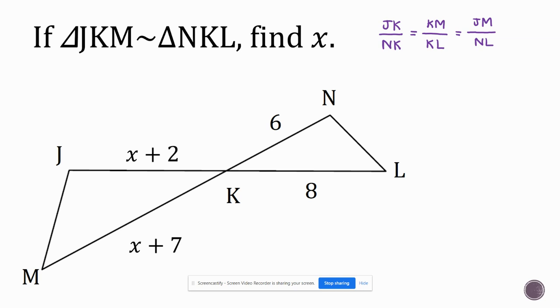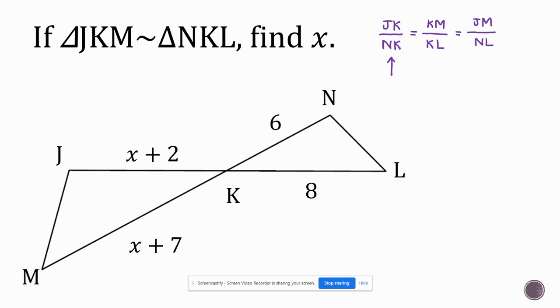And so that's why I don't really have to focus on what angles are congruent in this. I just need to talk about side lengths here. So notice that x plus 2 is representing the side of JK. Well, that means we're going to have to use this first ratio because JK is that side in this ratio.